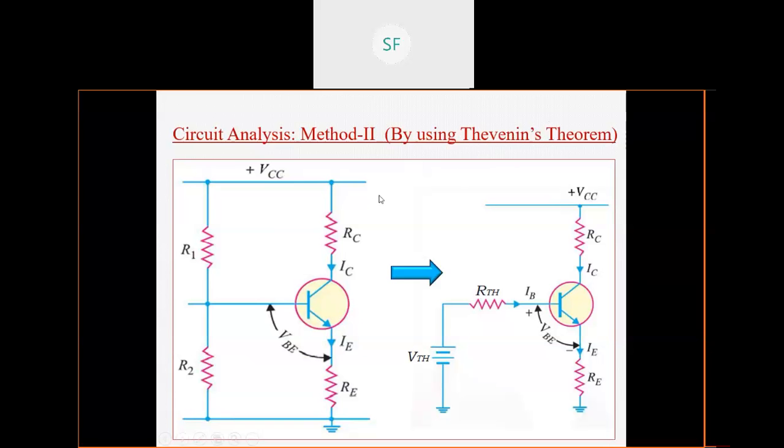Okay. And again, first method was like approximation, but you can remember this method as exact circuit analysis. Okay, why exact? Because in this case we will be finding the value of IB also. In this case we are not approximating IB equal to 0. Okay, so that's why it will give you exact value of IB. I hope the difference is clear to you.